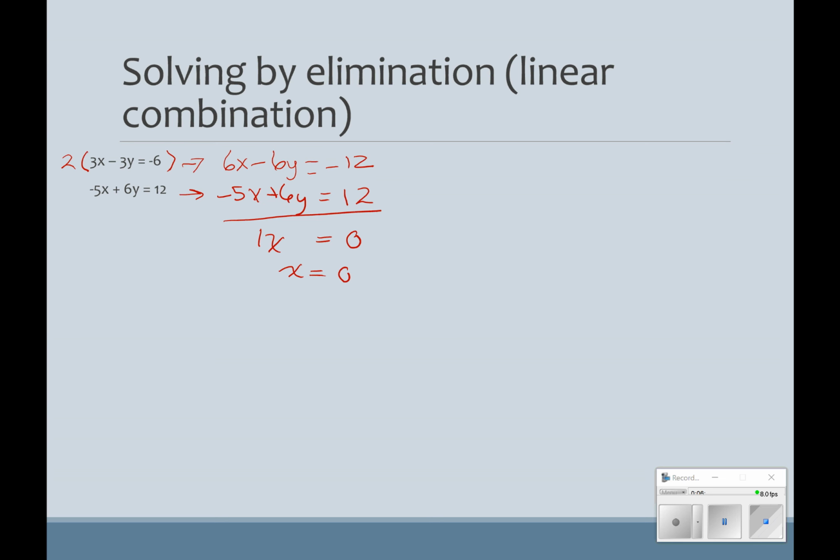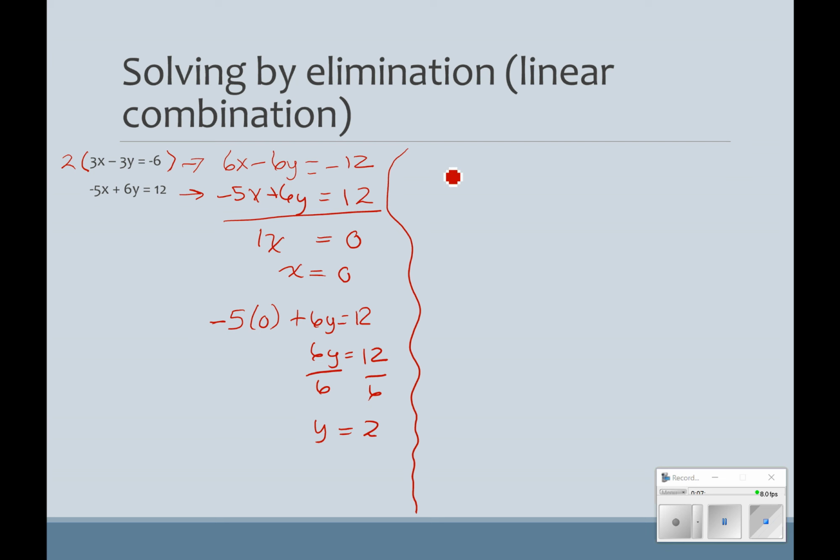And then I'm going to plug it into, I don't know, let's do the second equation, just to be different. So negative 5 times 0 plus 6y equals 12. 6y equals 12. If I divide by 6, y equals 2. Okay.